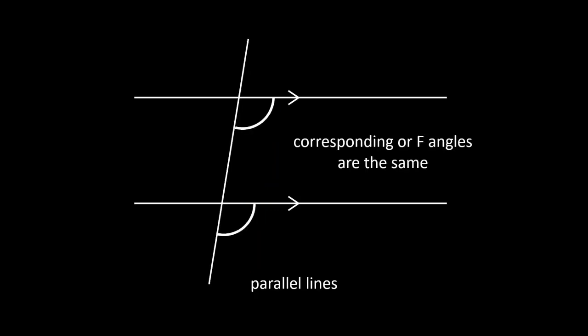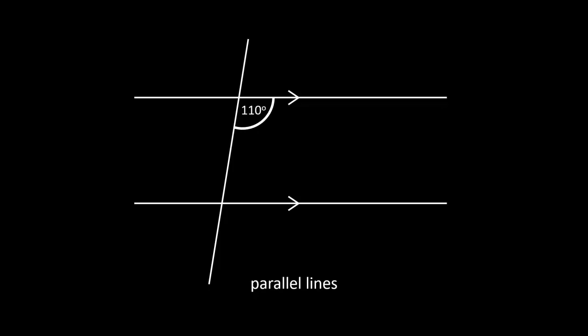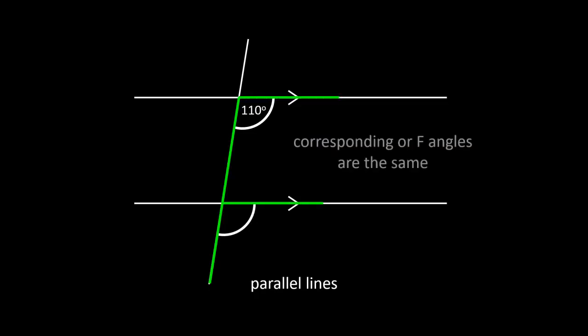Okay, so in summary, if we've got the F shape, those two white angles are the same, but also, just as it was with the Z angles, we've got angles on a straight line. Those two dotted green ones are also the same. Okay, so let's just see that with some numbers in. If that's 110, then that one, because there's an F like that, then that one underneath must be 110.